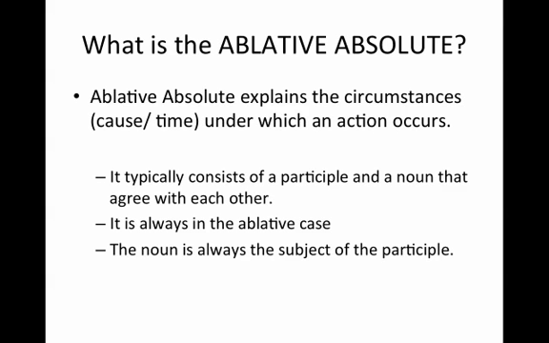So first we're going to talk a little bit about what the ablative absolute is. Quite simply, the ablative absolute is just going to explain what the circumstances are under which your main clause, the main idea of the sentence, occurs. So for example, the ablative absolute is going to answer the question of why an action might be happening, or when it might be happening, or how it might be happening.